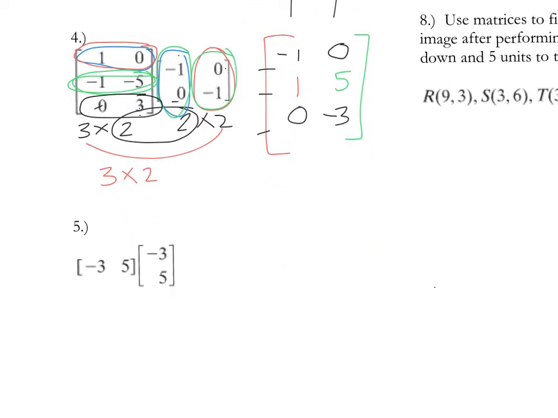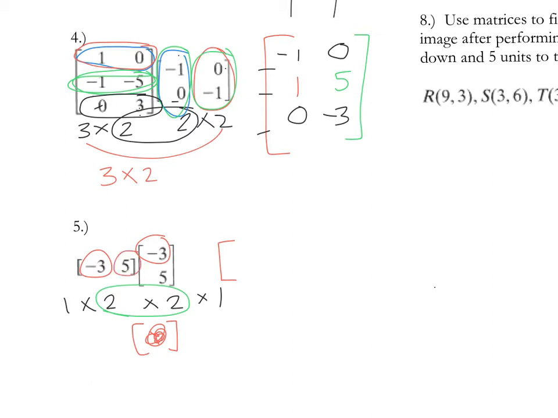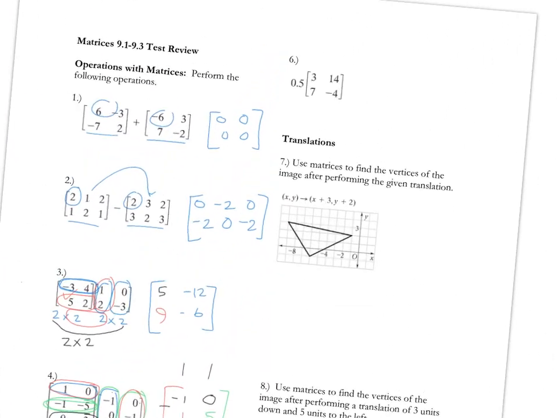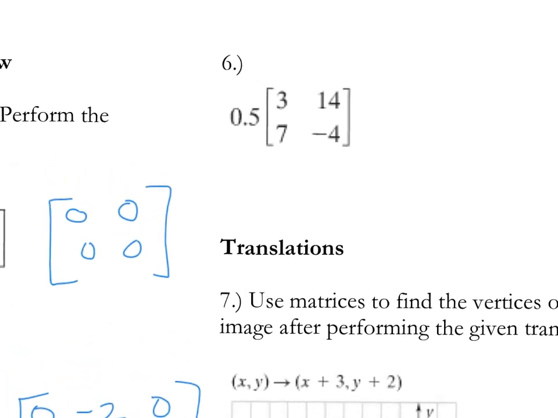And then number 5 is 1 row by 2 columns times 2 rows by 1 column. So I can multiply these, and the answer is just going to be one matrix, so 1 by 1. It's going to be a number, just one number in there. So it's negative 3 times negative 3, which is 9, plus 25. So it's 34.